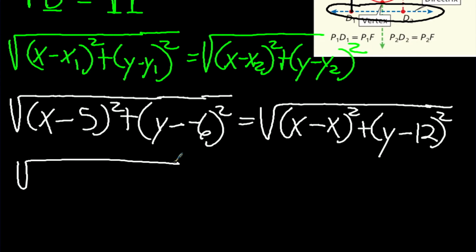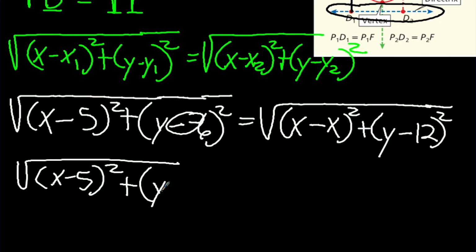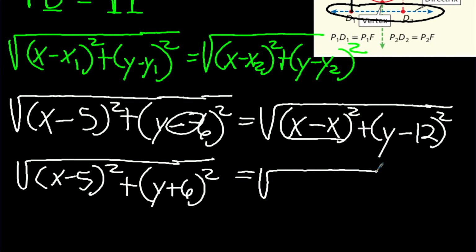Now, once we have that substituted in, we're going to simplify. So we have the square root of (x minus 5) squared plus y, and notice I have a minus minus here. That makes it (y plus 6) quantity squared is equal to, now notice I have x minus x there. That's going to zero out. So I'm going to drop that out of the equation. I'm going to be left with (y minus 12) quantity squared.